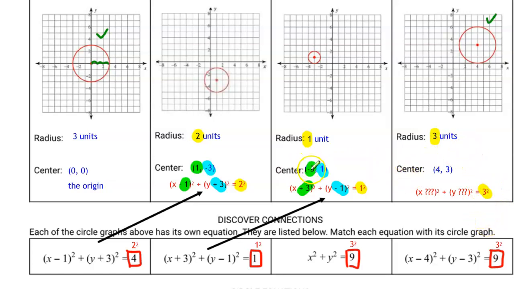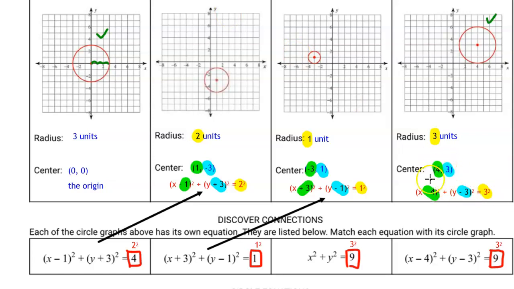I know that the center here was -3, 1 and became +3, -1. So if this center is +4, +3, we should probably turn this into a -4 for the x value and a -3 for the y value. So it should look like this.